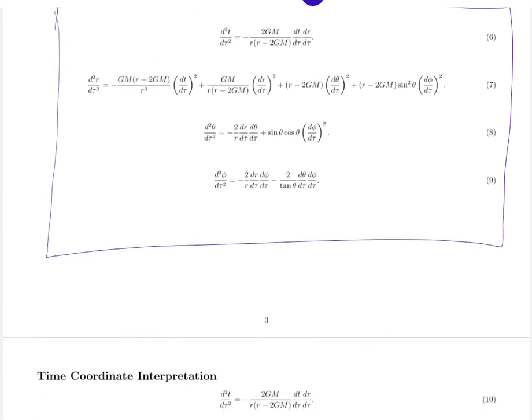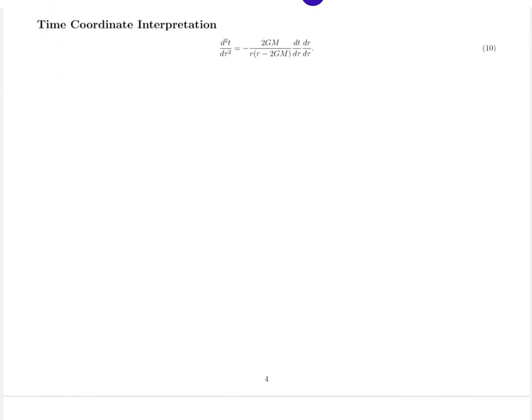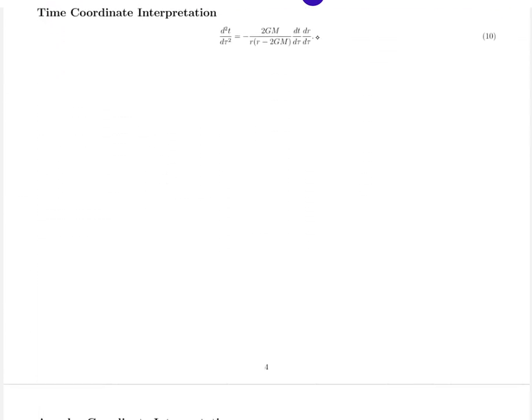When dr by d tau is less than 0 for an infalling particle, the time coordinate experiences a repulsive force which is proportional to its own rate of change. Gravitational time dilation becomes exponential as a particle approaches 2GM, which is the event horizon of the massive object. However, if we apply the chain rule to get the below equation and set dr by dt equal to 0 for a tangential trajectory, we see that gravitational time dilation is constant.